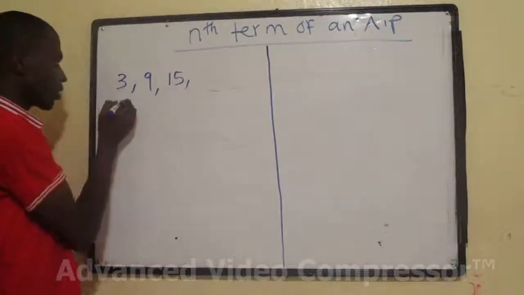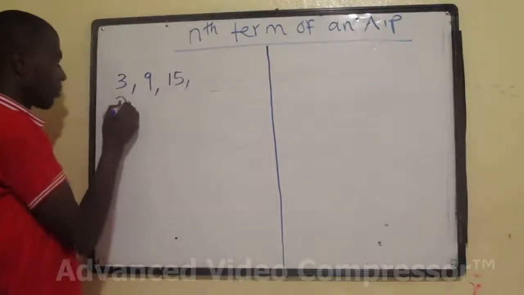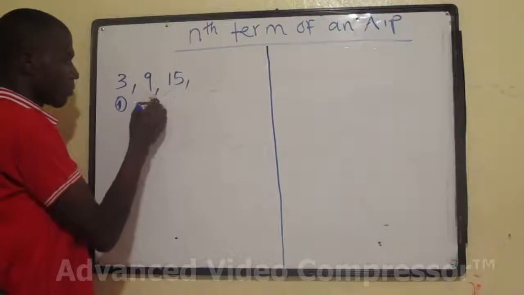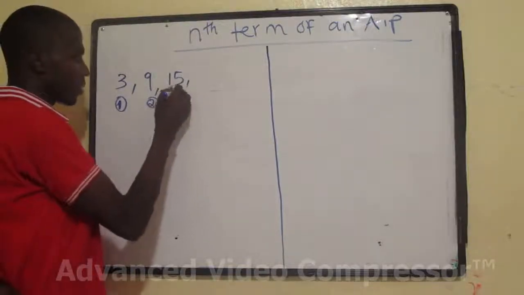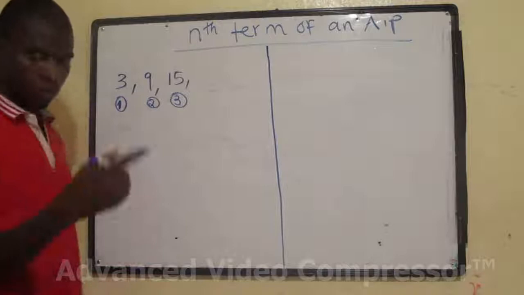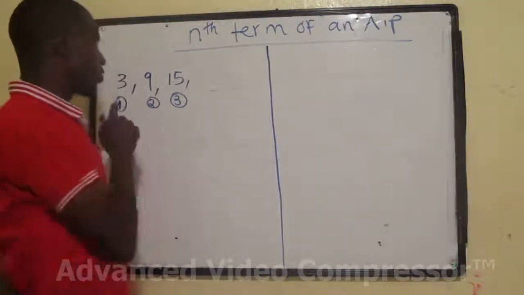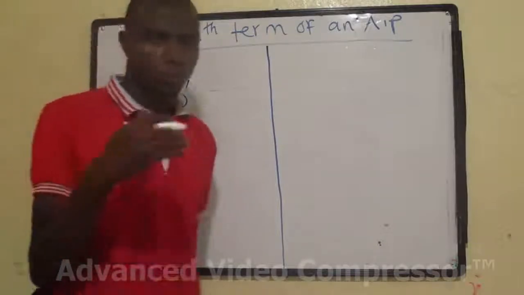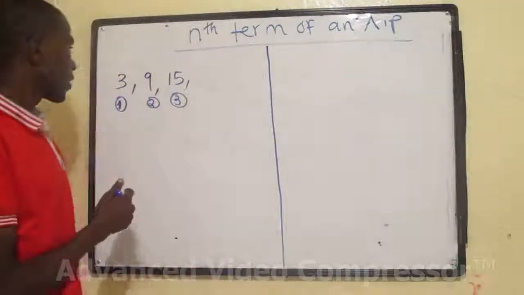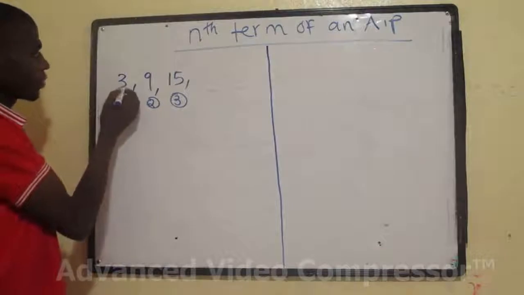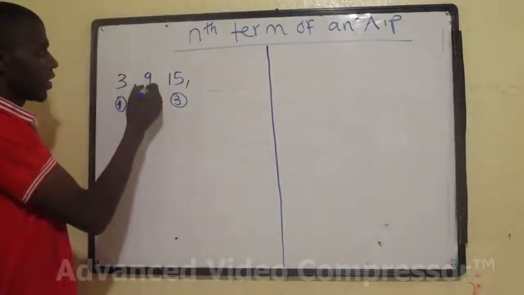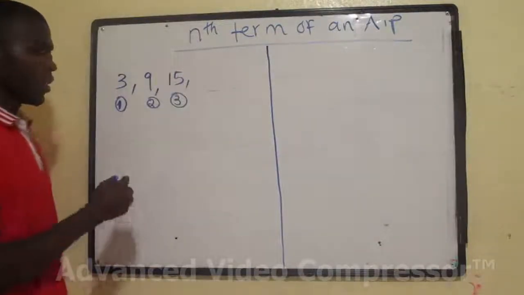So we are calling this the first term. This is our term number 1. This one is our term number 2. And this one is our term number 3. So we see the way it is moving. If I may ask, what is the common difference in this sequence? The common difference in this sequence obviously is 6, because we added 3 plus 6, it gave us 9. 9 plus 6, it gives us 15.